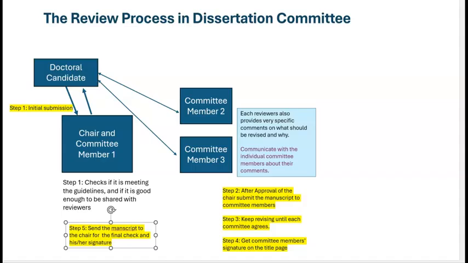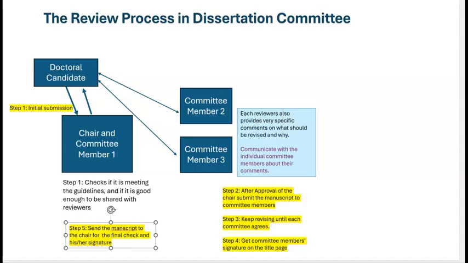If the quality is not good enough or it's not meeting the guidelines, the chair will ask the candidate to revise until it meets the expectation. So, this is a process. There is an interaction between chair and the candidate. And after the chair approves it, the candidate will communicate directly with committee members.